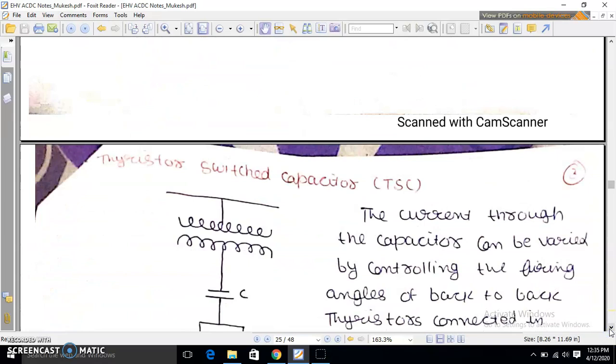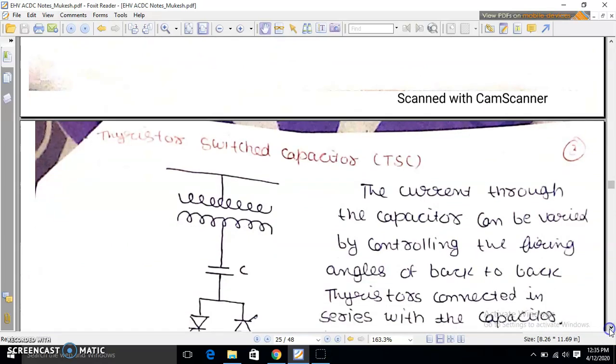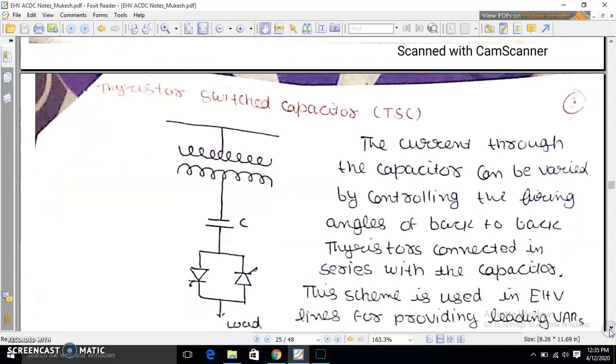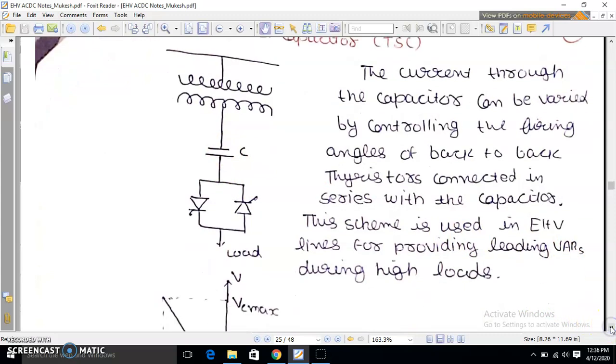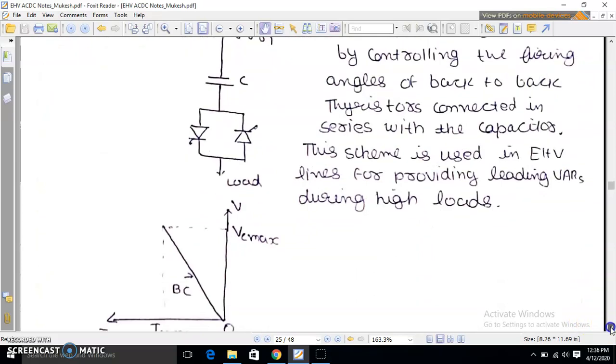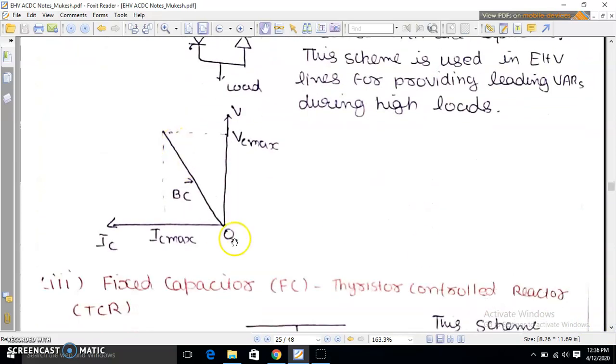Moving on to the thyristor switched capacitor, that is TSC. The current through the capacitor can be varied by controlling the firing angles of back-to-back thyristors connected in series with the capacitor. Thus, this scheme is used in EHV lines for providing leading vars during high loads. Here you can see that the direction of the current is being changed.